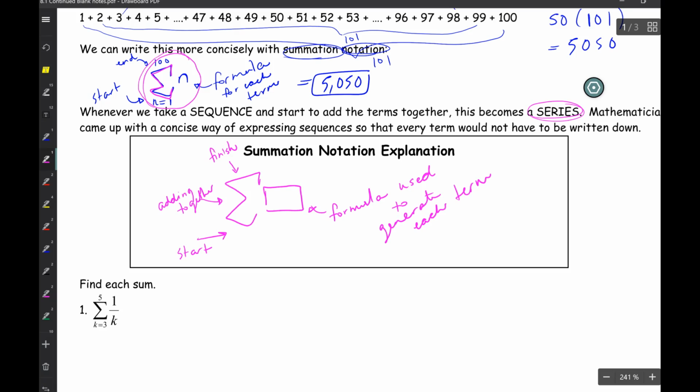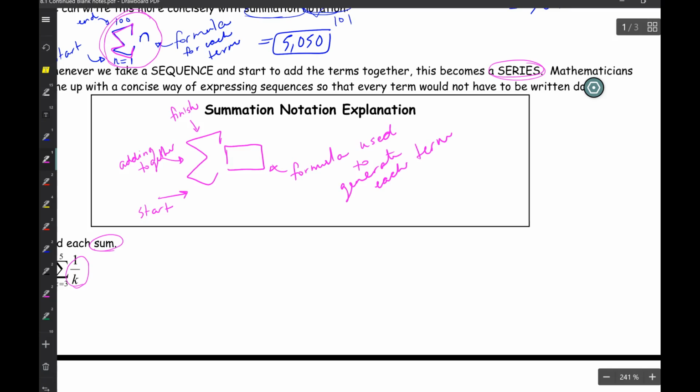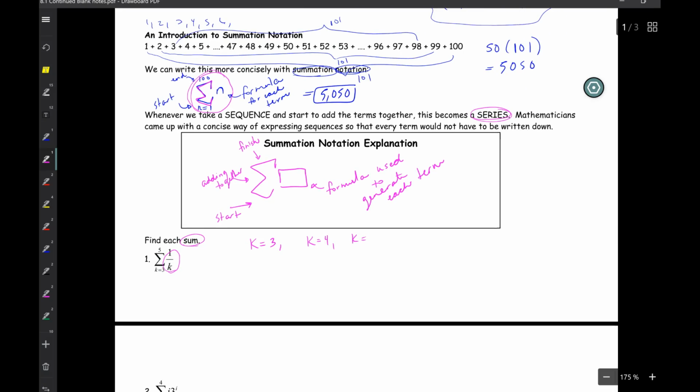Let's see how we would look at this in an example. For example, number 1 says find each sum. This right here tells us how to generate each term. What number are we going to start plugging in for K? 3. So we start plugging in at K equals 3, and we keep counting upwards until we reach 5.